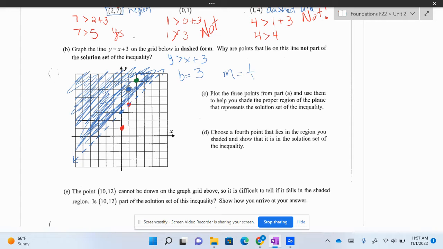We're picking the point 1, 6. And we have to check to see it. We have to prove it. How are we going to prove it? Well, we're going to plug it into this inequality. Y is greater than x plus 3. Y is what number in our ordered pair? 6. 6 is greater than x is what number from our ordered pair? 6 is greater than 1 plus 3. And that means that 6 is greater than 4. Is that true? Yeah, that's why it's in our shaded area. Good? Okay.